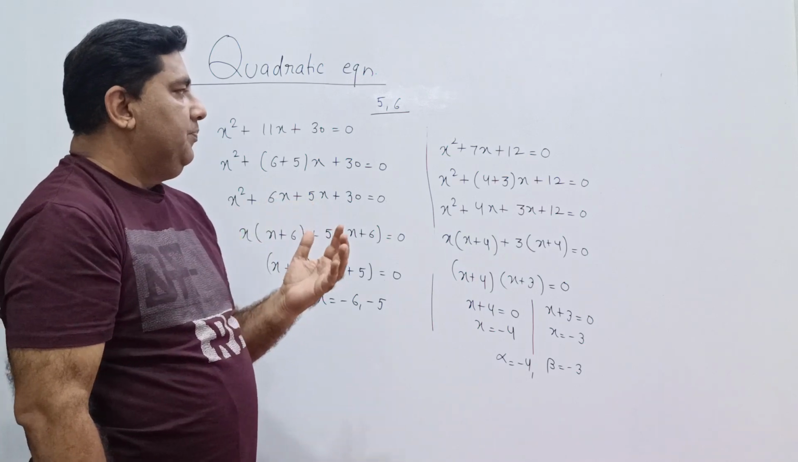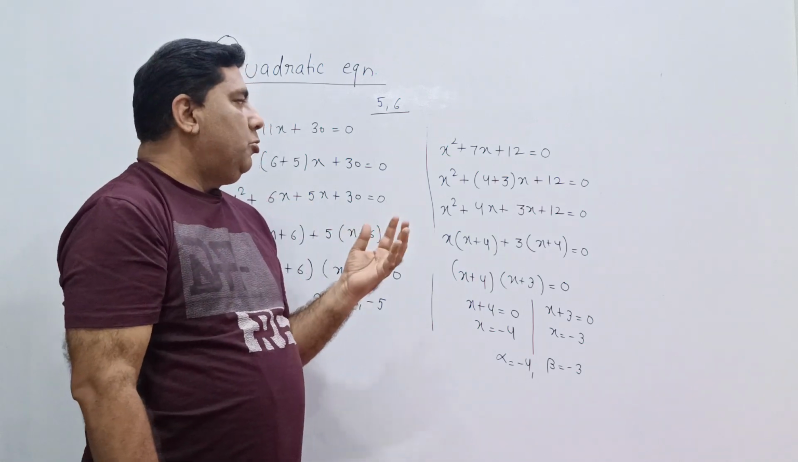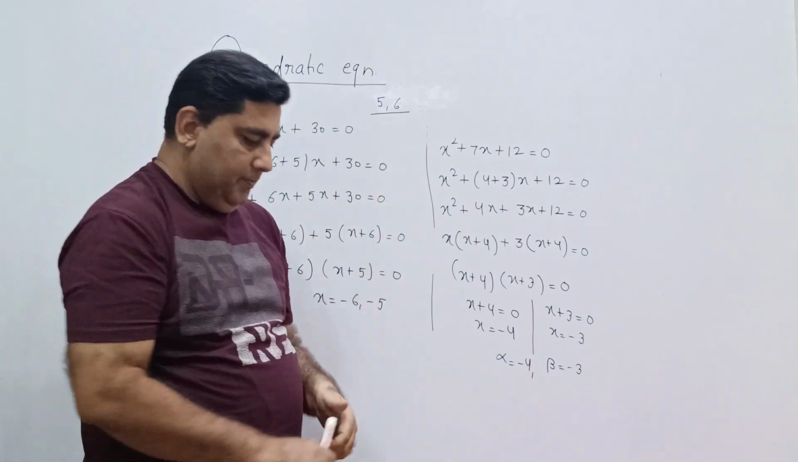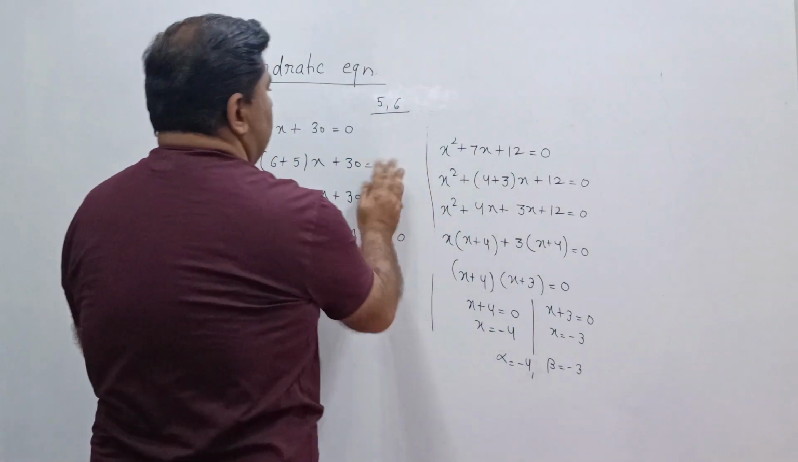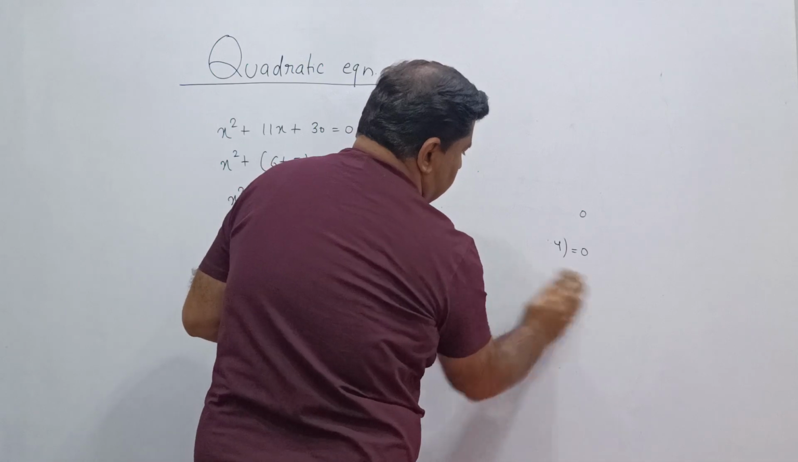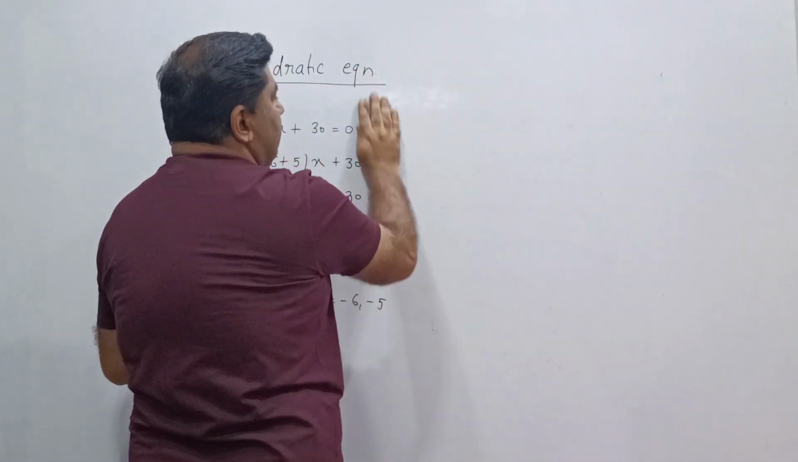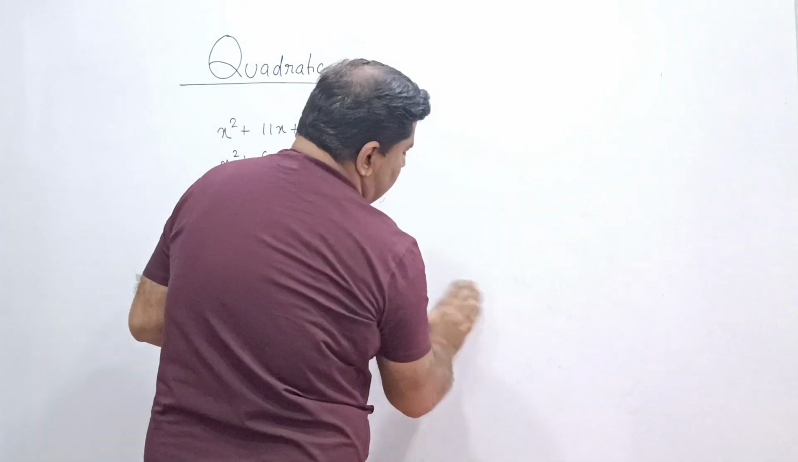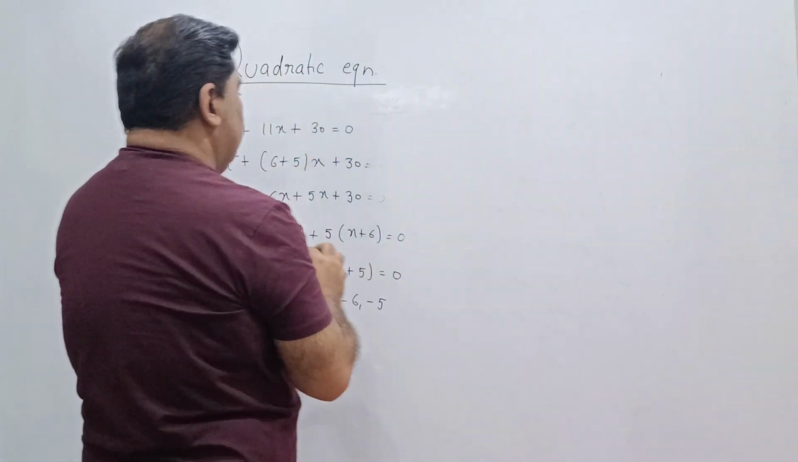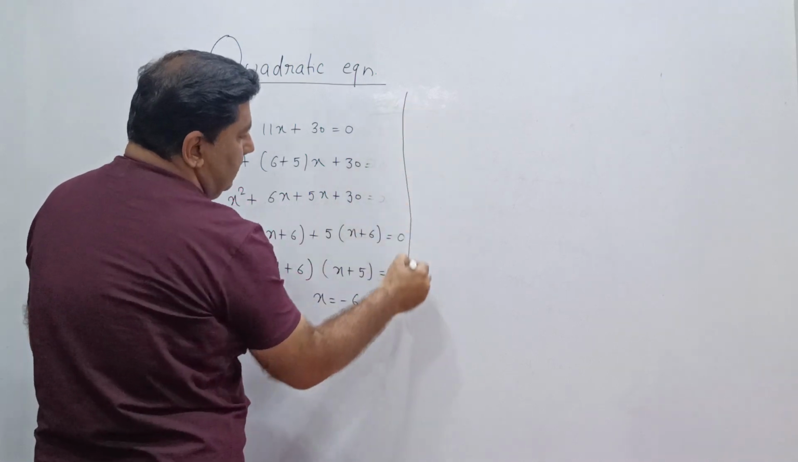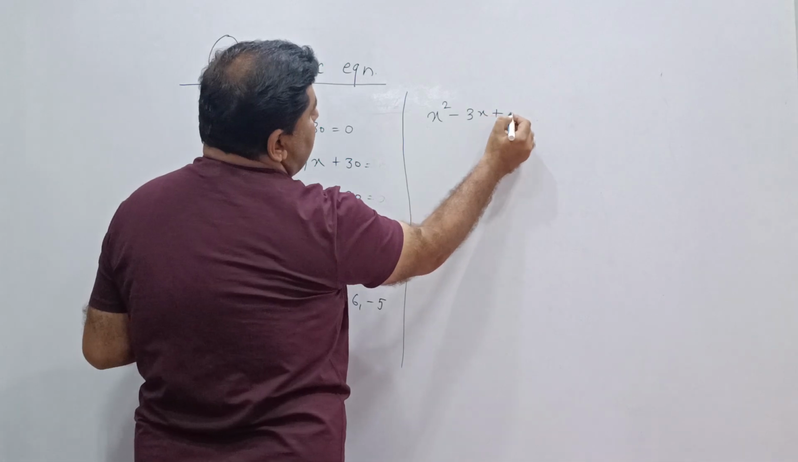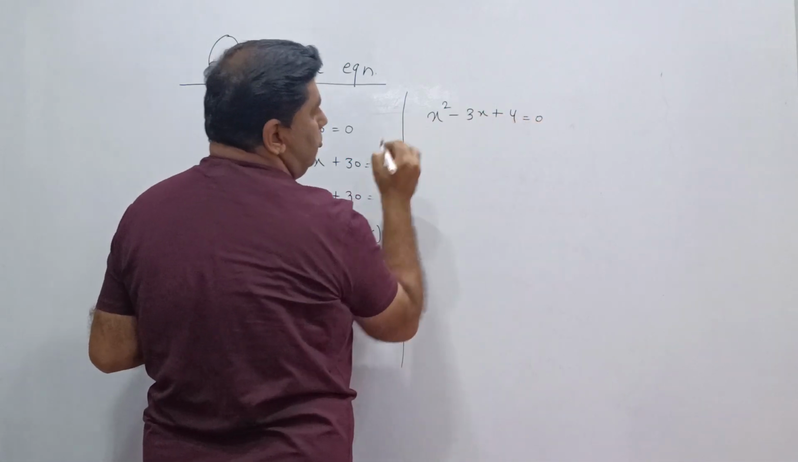Now the next topic is how to find out the nature of the roots of any quadratic equation. Okay, so the next topic is nature of roots, by which we will know whether the roots are real or imaginary or equal. Suppose we are having the quadratic equation x square minus 3x plus 4 equals to 0.